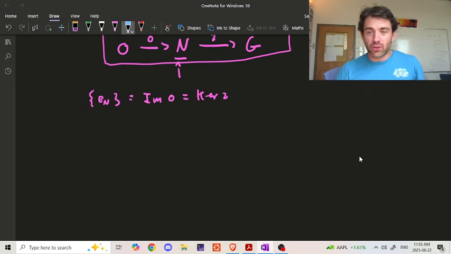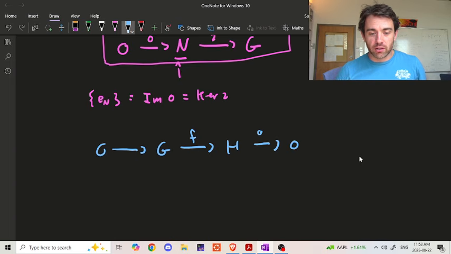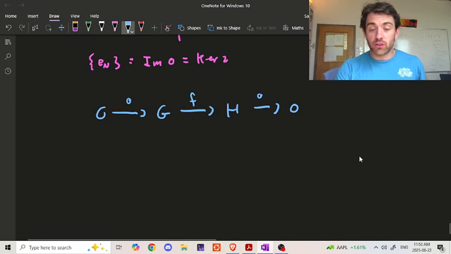We can combine these two examples together, right? So let's say I'm going to write G and H now, but let's say I had some homomorphism here. Again, I put zeros on either end. So now I have a sequence, it's a little bit longer, right?